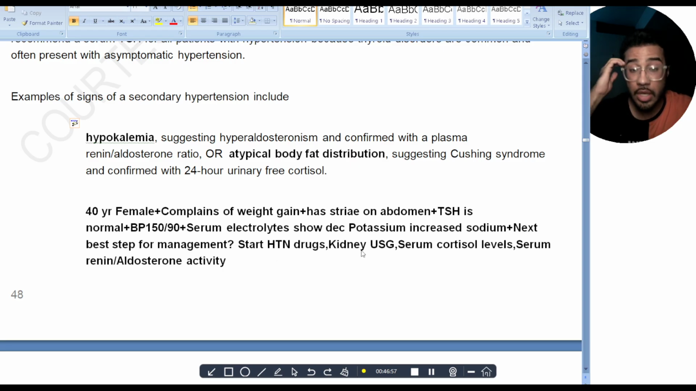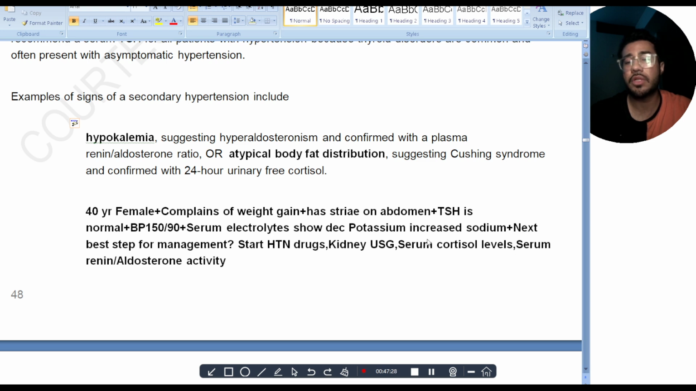Kidney ultrasound, can we do it? Yes, we can do it, but that won't make any sense here because they have not mentioned that the kidney is being affected in any case, or whether there's an infection of the kidney, or on palpation there are cystic masses, nothing like that. Serum cortisol levels, yes. Why? Because it can be due to increased aldosterone, the decreased potassium, increased sodium.